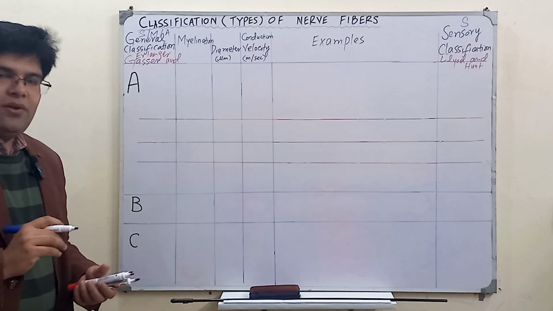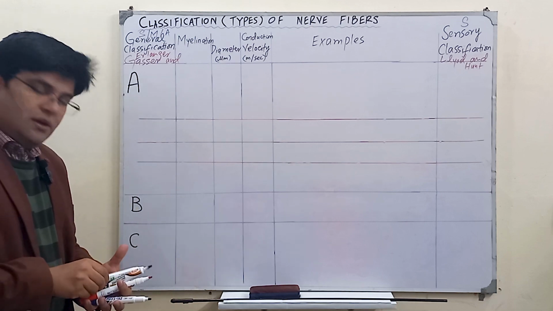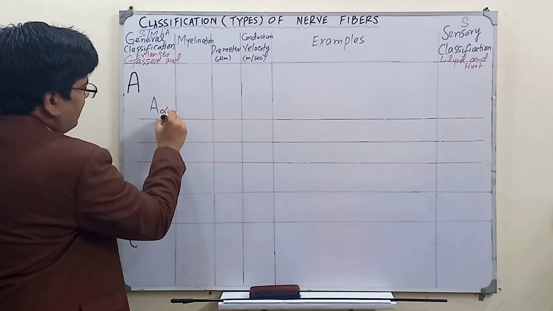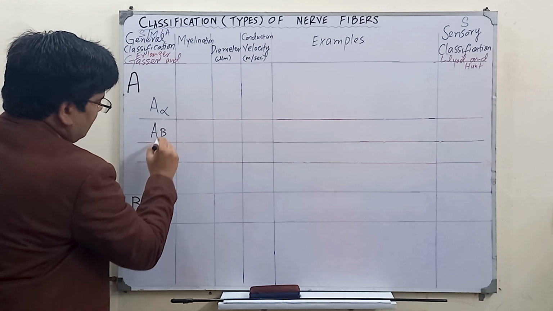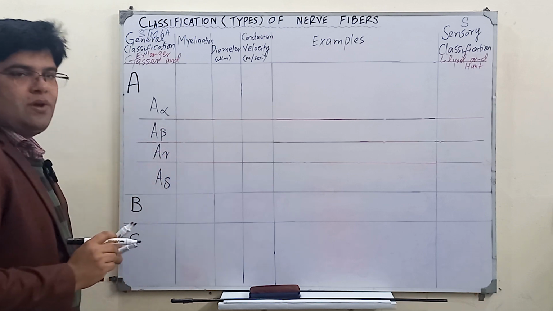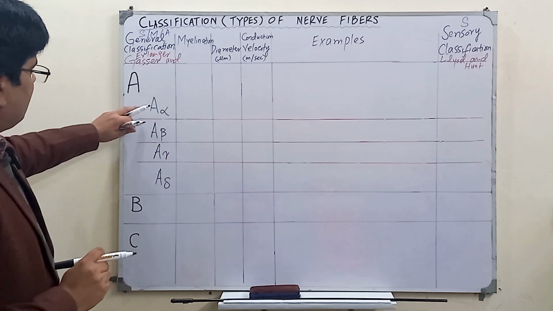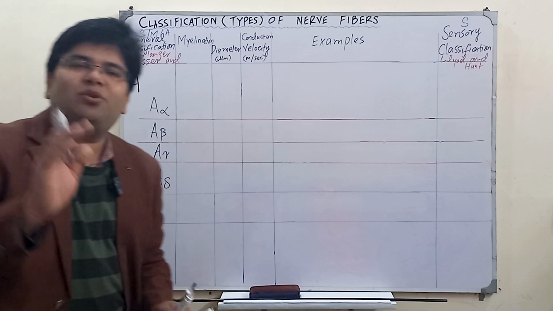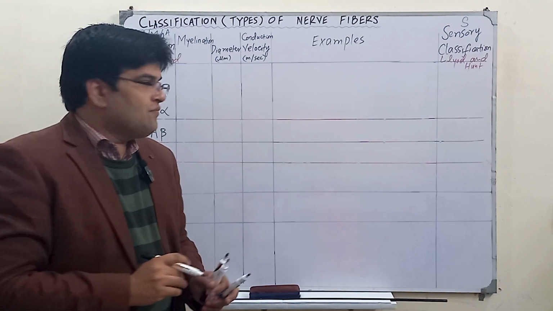This A type of nerve fiber is further divided into four types: A alpha, A beta, A gamma, and then A delta nerve fibers. We'll discuss all these types of nerve fibers one by one. So first of all, let's talk about A alpha nerve fibers.